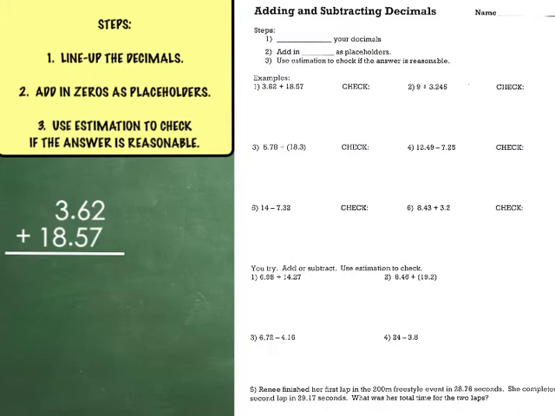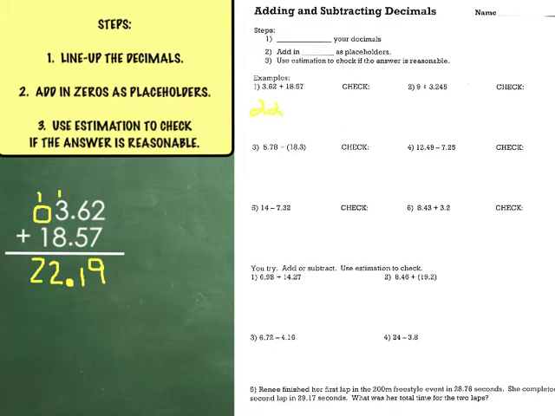So let's take a look at problem number 1. 3.62 plus 18.57. First we have to line up our decimals. We have to add in our zeros for placeholders, and we could add it in right here. Now we add like we normally would. 2 plus 7 is 9. 6 plus 5 is 11. Carry the 1, bring the decimal down. 1 plus 8 is 9, plus 3 is 12. 2, carry the 1. 1 plus 1 is 2. So your answer is 22 and 19 hundredths.